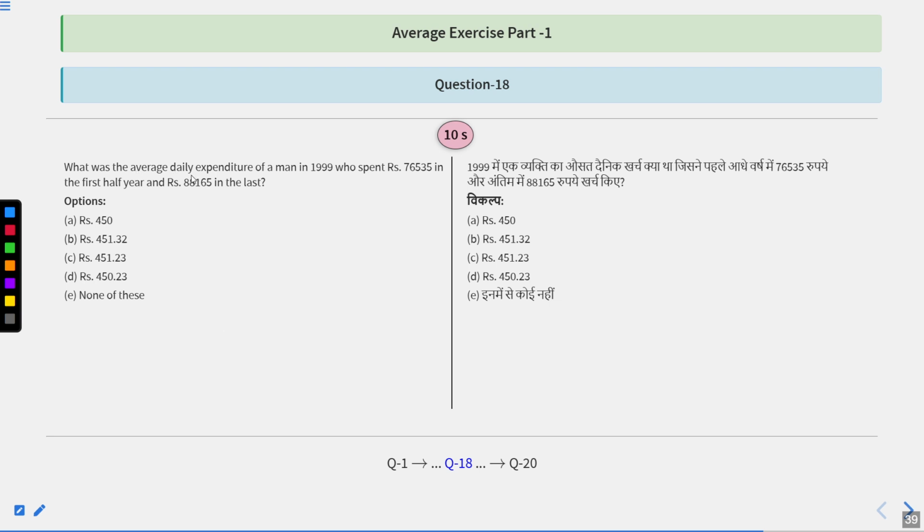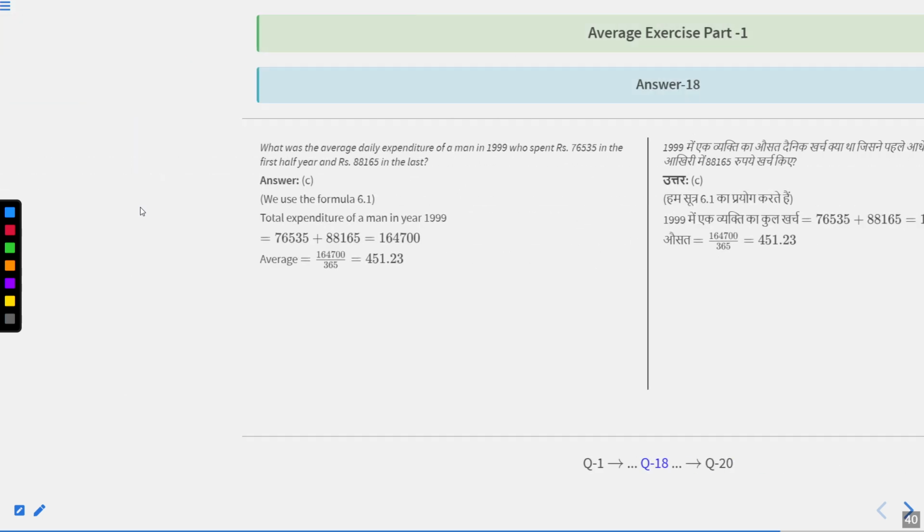What was the average daily expenditure of a man in 1999 who spent 76,535 in the first half year and 88,165 in the last? You have 5 options and 10 seconds to analyze the question. Your time starts now. Now time's up. Let's see the solution.